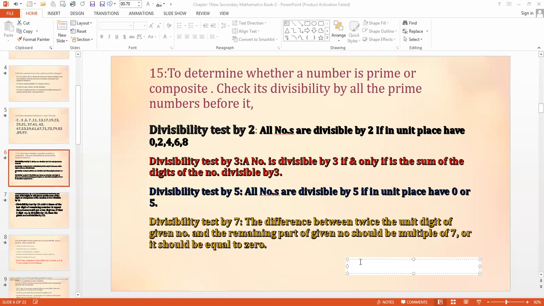But first, tell me any number. Okay, suppose 3, 4, 5, 6. This one is the number. I have to write it here: 3456. They are saying the difference between twice the unit digit. Okay, at the unit place, which digit is given to you?